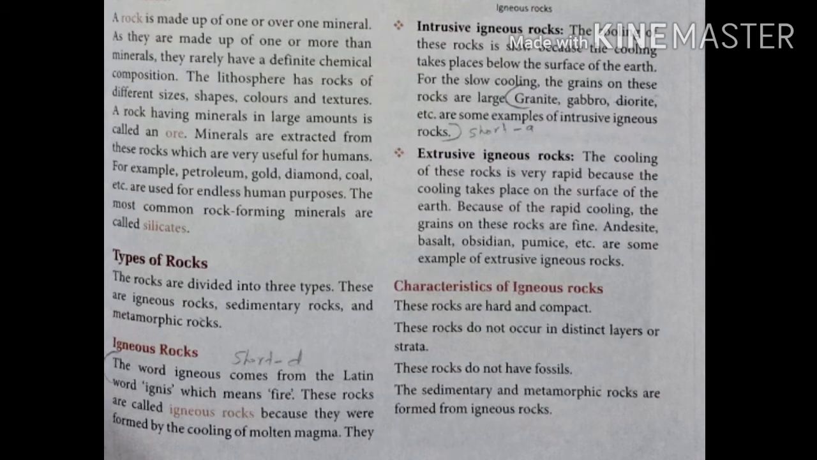The lithosphere has rocks of different sizes, shapes, colors and textures. अलग अलग आकार के, अलग अलग रंग के, अलग अलग तरीके के, साइज़ के ये पाए जाते हैं. A rock having minerals in large amount is called an ore. एक रॉक में जिसमें एक ही तरह का मिनरल जो ज़्यादा पाया जाता है उसको क्या कहते हैं?